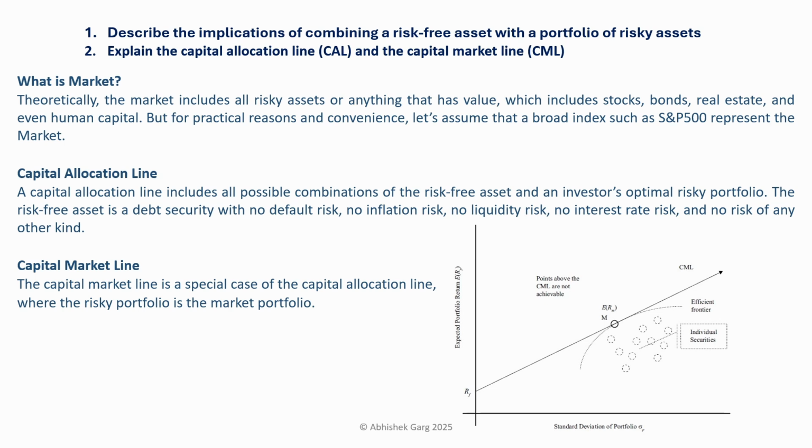The market includes all the risky assets, which include stocks, bonds, real estate and also human capital. But for practical reasons, let's assume that a broad index such as the S&P 500 represents the market. First of all, what's a capital allocation line? A capital allocation line includes all possible combinations of the risk-free asset and an investor's optimal risky portfolio.